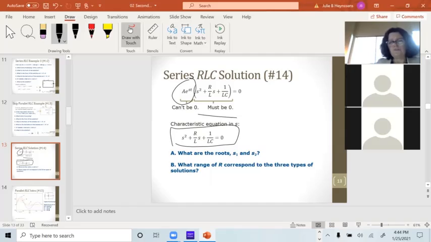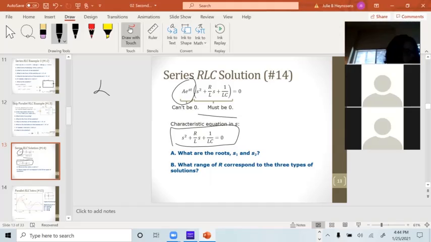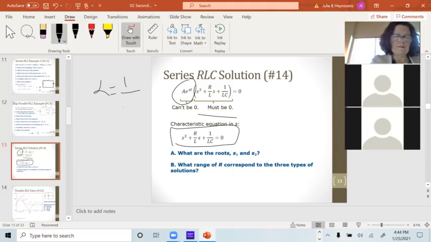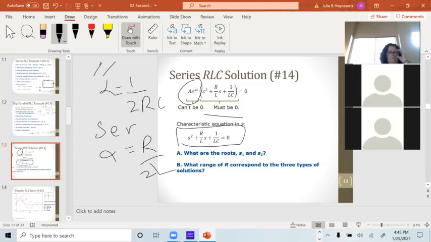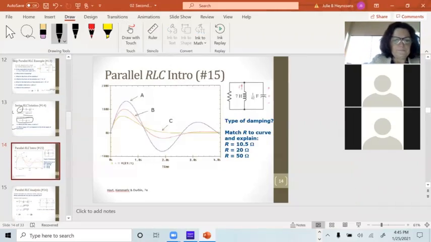Pretty much the only thing that changes when we go to parallel is that now alpha is going to equal 1/2RC for parallel. And for series, alpha is R/2L. That's the only thing from an engineering perspective that's going to change. Now we're going to solve a couple of parallel RLC problems. The biggest thing that changes is the value of alpha.